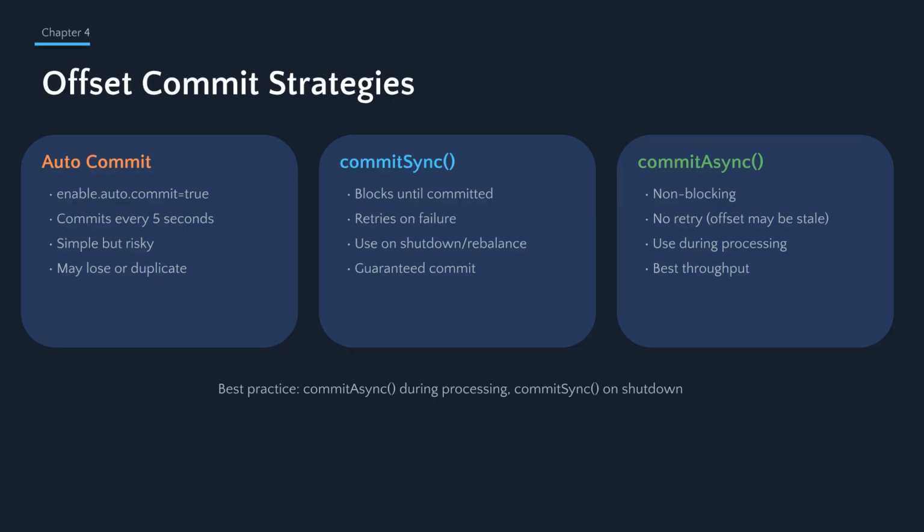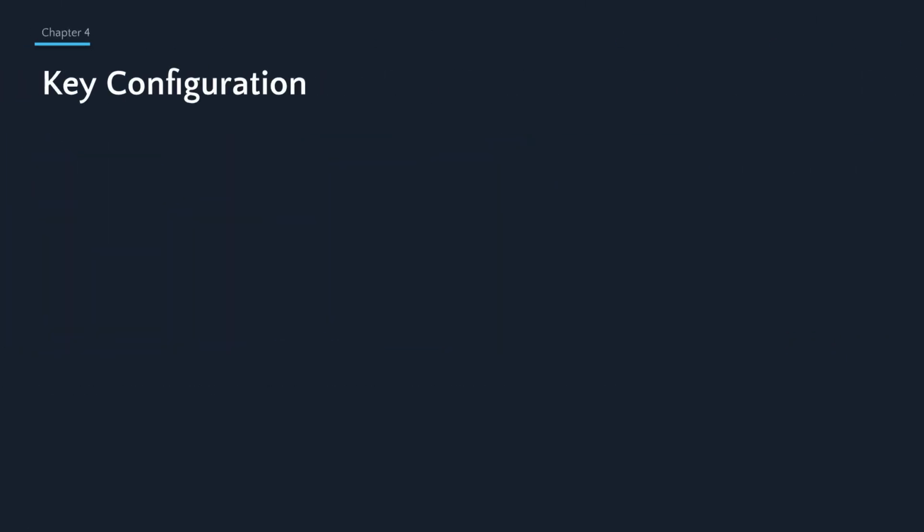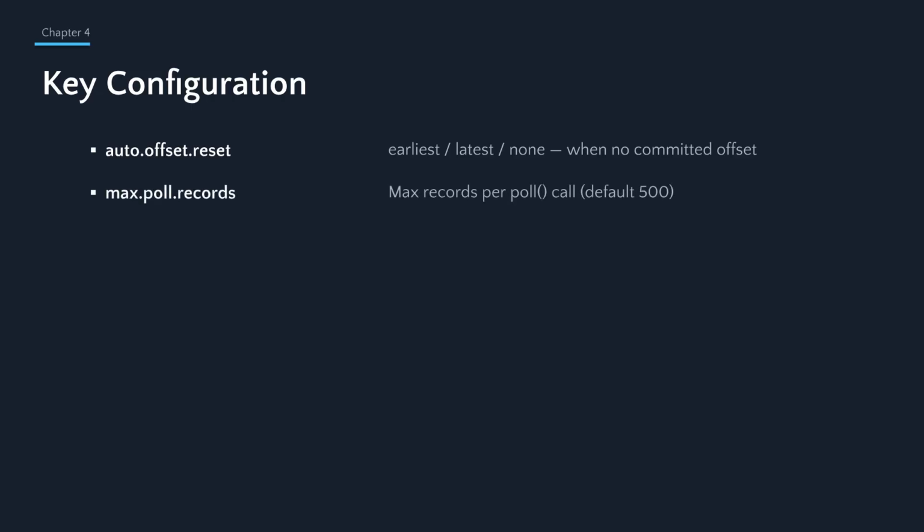The best practice: use commit async during normal processing for speed, and commit sync in your shutdown hook and rebalance listener for safety. The configuration settings that matter most. Auto.offset.reset: what to do when there's no committed offset. Earliest starts from the beginning, latest skips to new messages only, none throws an error.